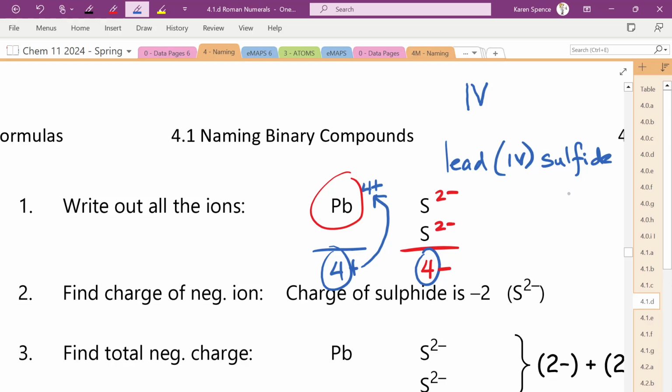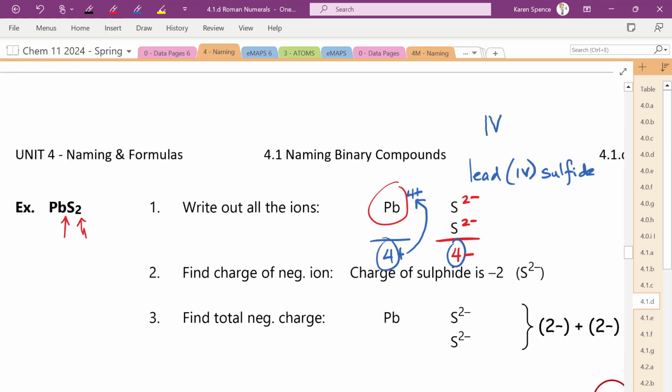Okay? Let's try the uncrisscrossing method. We have Pb and we have S. We have a 2 here. Now we have a 1 here that we'll just write in so we can move it. We're going to take that 1 and put it up beside the corner of the S. So we have S 1 minus.